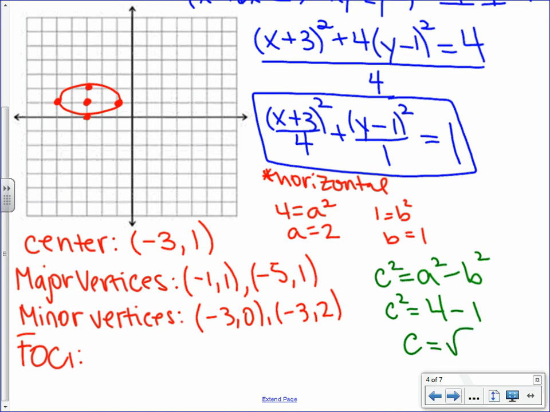Radical 3. So what we're going to do is along our major axis, we're going to move out C units. Now, radical 3 is not a nice value, is it? You're going to keep it as radical 3, but we need to think about where that is. Okay? Radical 3 is going to be in between what two numbers?